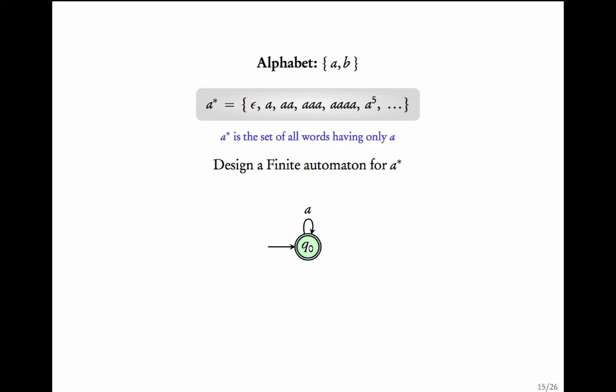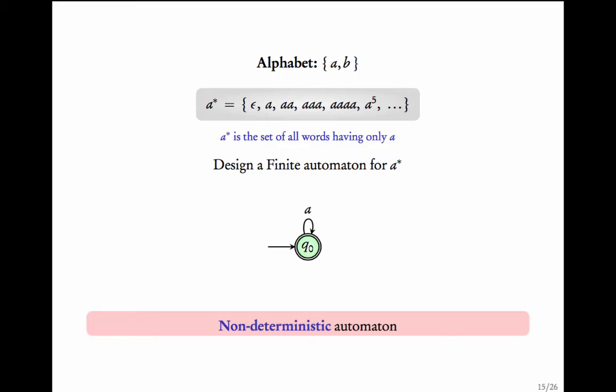The other way of designing an automaton would be whenever you see a B, you go to a sink state and never come back. That is also a possibility, but I wanted to say that this achieves the same goal of putting a B and adding a sink state. Something that you need to notice about this automaton is that at Q0 on a B, there is no transition. Such an automaton is called non-deterministic.